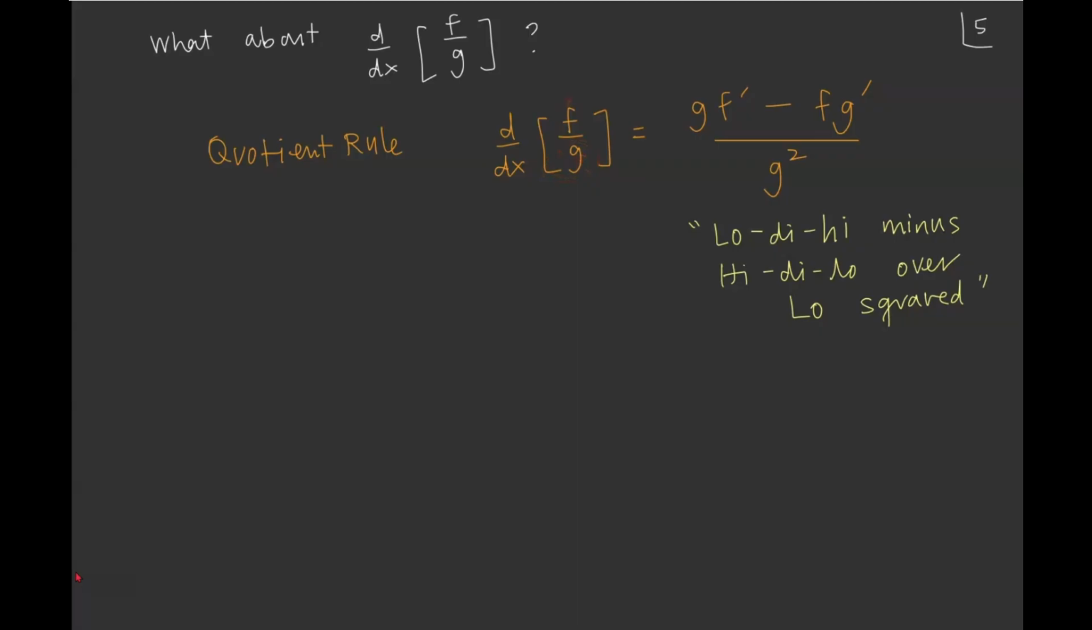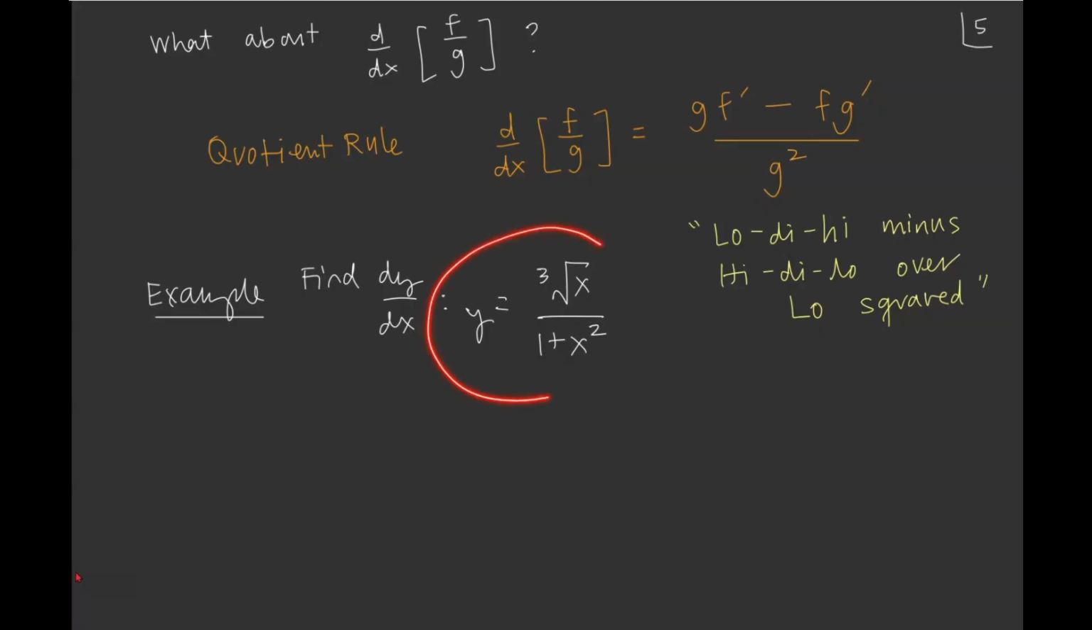Let's try an example and practice this a little bit. So say that we want to find the derivative of, find dy dx if y equals the cube root of x over 1 plus x squared. This definitely applies to using the quotient rule. We have this larger function here that is the quotient of two functions. So we're going to step by step follow the quotient rule, which says take the low part of your fraction, just regular. So 1 plus x squared, and then take the derivative of the high part.